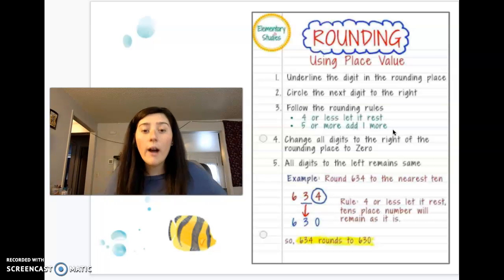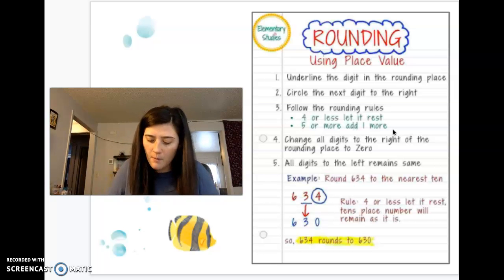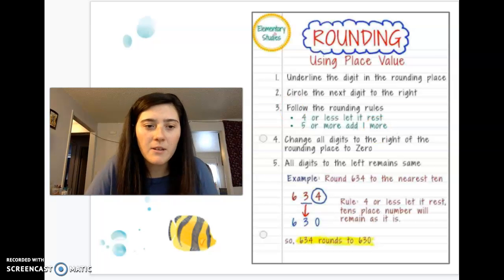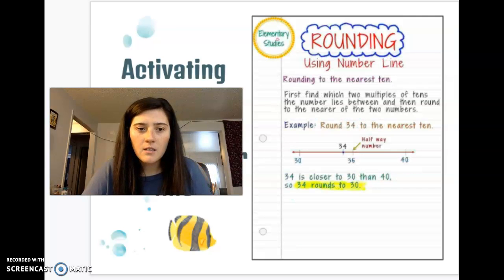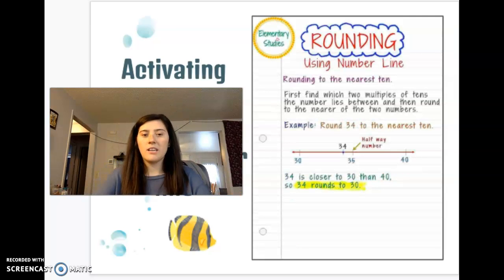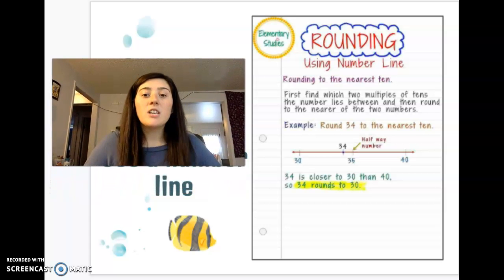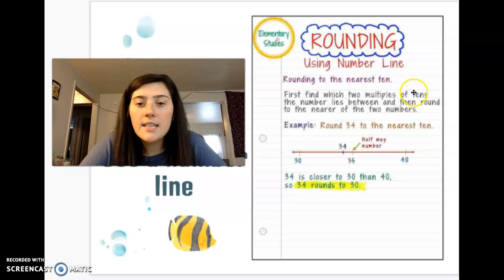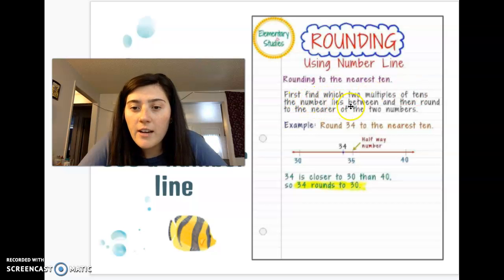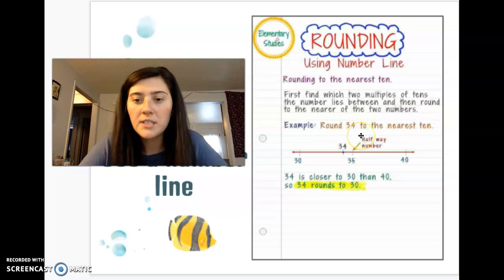Okay, so that is one way of how we can round numbers. There is another way that we can round numbers. So this is our second way we can round numbers, is by using number lines. So rounding to the nearest 10. First, find which two multiples of 10 the number lies between, and then round to the nearer of the two numbers. Example, round 34 to the nearest 10.